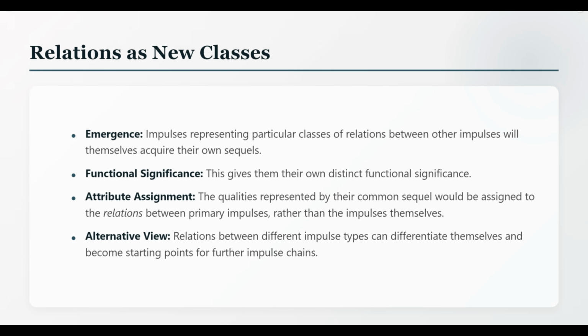These impulses that represent relations between other impulses don't just sit there. They themselves acquire sequels, giving them their own unique functional role. The qualities represented by their sequel would then be assigned to the relation itself. Alternatively, you can think of it as different types of relations between, say, shapes and colors, becoming distinct entities that can then trigger further processing. Relations themselves become classified items.